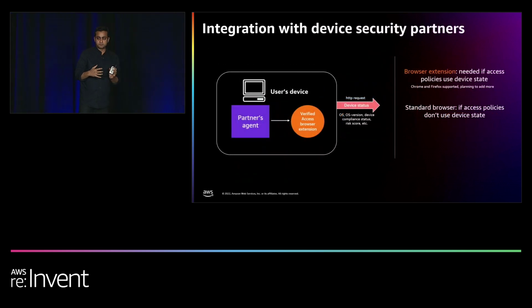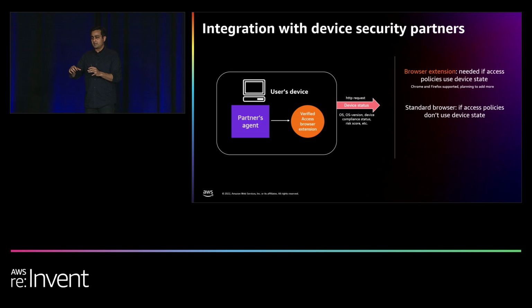From a device management perspective, many of our partners run an agent in the device, right, which monitors the device and defines whether it is compliant or not. So we have come up with a browser extension. The user uses the browser extension in their device. The browser extension communicates with our partners' agents, gets all the information on whether the device is compliant, what the OS is, things of that nature.